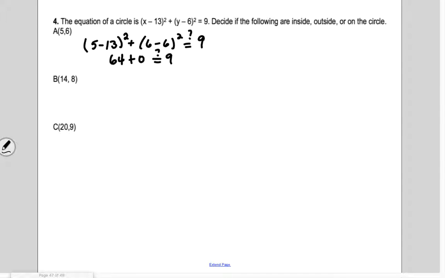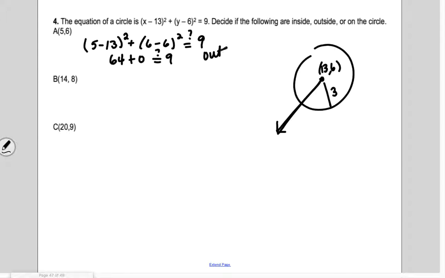No. You know what we just determined? The center of the circle was 13, 6. If I'm trying to go to 5, 6, the distance between them is not 9, it's 64. Well, the distance squared, I guess I shouldn't say. The distance isn't 3, it's actually 8. So if this distance was 3, and I go out further, is it inside, outside, or on the circle? Outside. It's outside, right? It's too big. So the radius is too big.